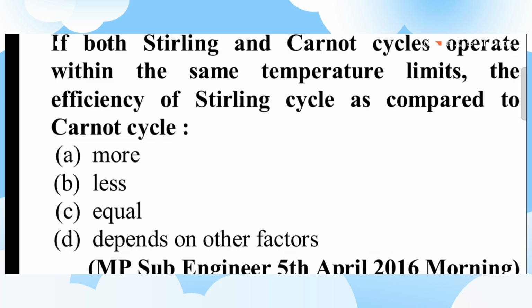Friends, question number 53. If both Stirling and the Carnot cycle operate within the same temperature limits, the efficiency of the Stirling cycle as compared to the Carnot cycle is: A. more, B. less, C. equal, D. dependent on other factors. C, equal, because Stirling and Carnot cycles both are reversible cycles. Carnot's law says that two reversible cycles, if operated within the same temperature limits, have equal efficiency.